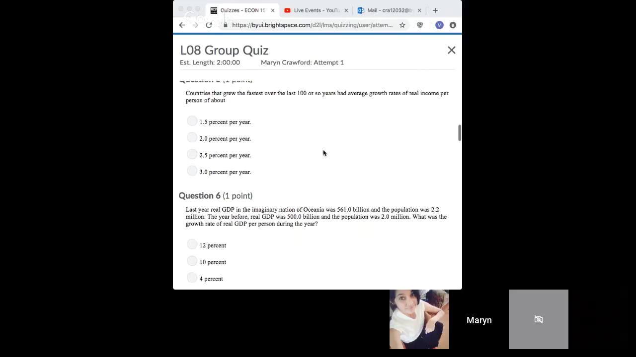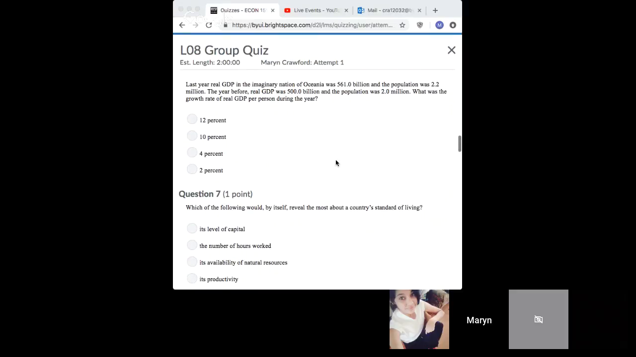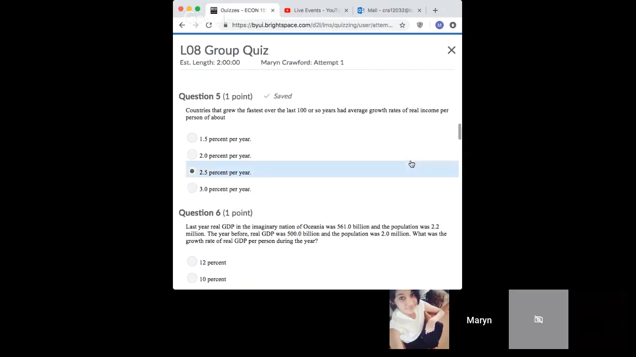Okay. Number 5, I got 2.5. So did I. Jenny got B, 2%. Is there a way that's right, too? So on that one, I basically just looked at the chart in the book, and the countries were all like either 2.5 or around that. So that's just what I chose. Yeah, that's what I did too.